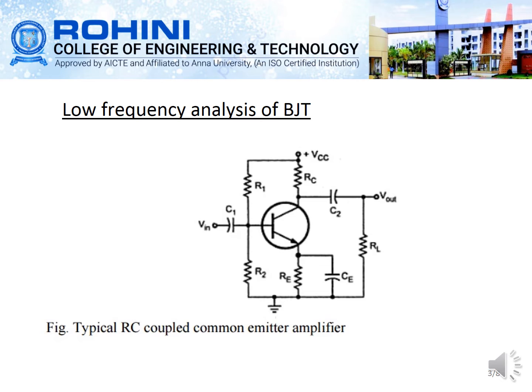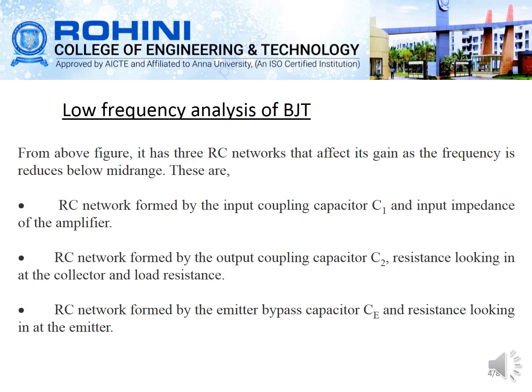And here we have considered the common emitter amplifier. So the emitter region will be grounded, the collector region will be the output, and the input will be the base. From the above figure, you can find that there are 3 RC networks which affect the gain with frequency, and they also reduce the gain below the midband range.